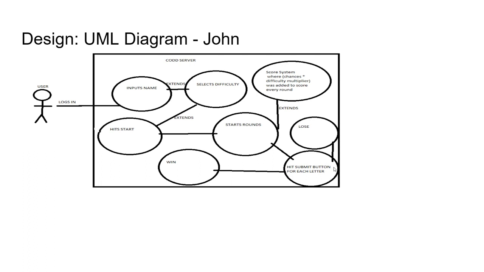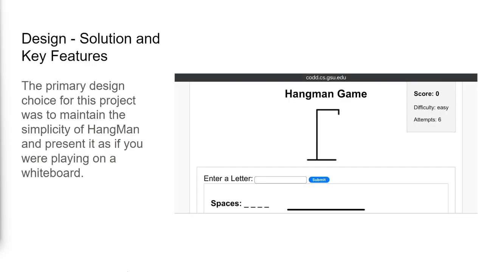If their attempts run out, they'll get a lose screen, but if they reach the end of the level, they'll go to a win screen, which will display all the previous users. Our design solutions and key features. The primary design choice for this project was to maintain the simplicity of Hangman, presented as if you were playing on a whiteboard.